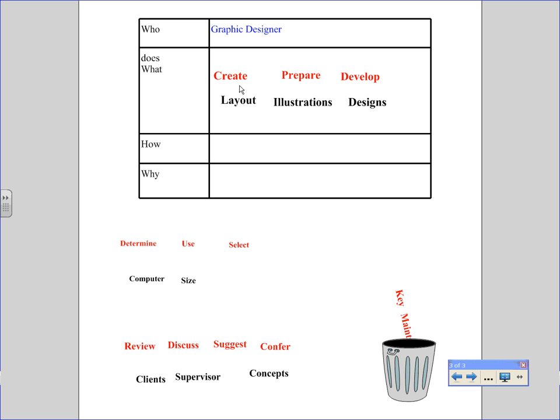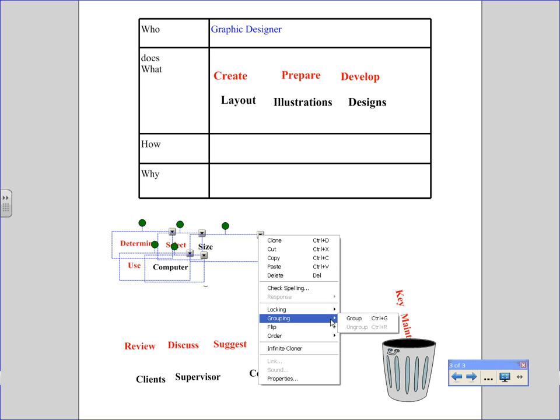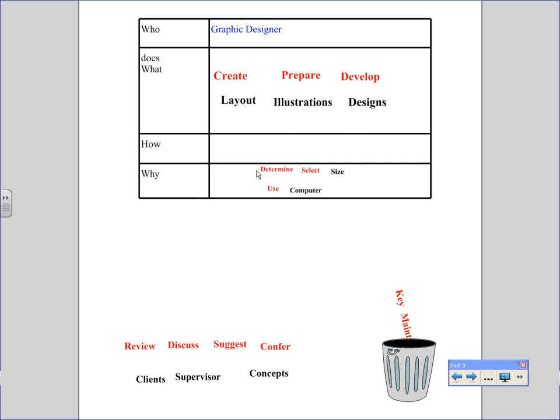If I had to copy them right over like I did here, all the red words and all the black words, it's not going to make sense. Determine, use, select, computer, size. Doesn't make as much sense. So I'm going to reorder my words. Use a computer, determine, and select the size of something. Okay, I'm going to group my words together this way. And then I'm going to put them in. Oops, wrong place. To the how. How does a graphic designer create, prepare, and develop illustrations? Well, they do it by determining and selecting the size of something and using a computer.